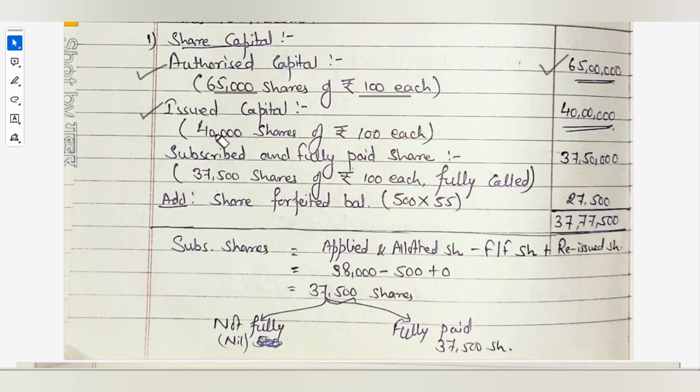And in this question, it is given that 40,000 shares have been issued to the public. That means 40,000 shares have been issued of rupees 100 each, obviously. That means 40 lakh is the amount of issued capital.